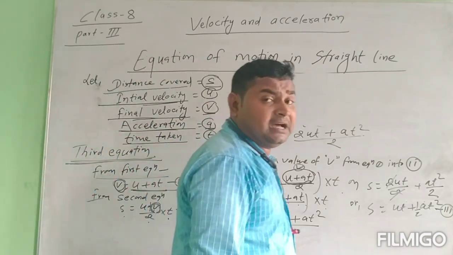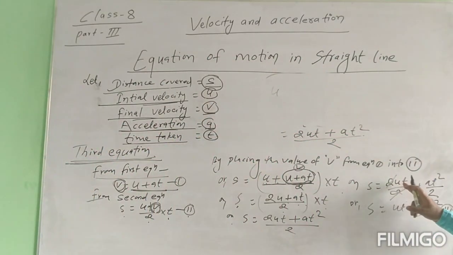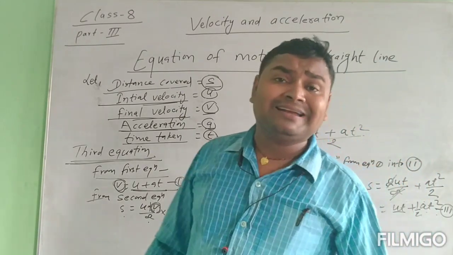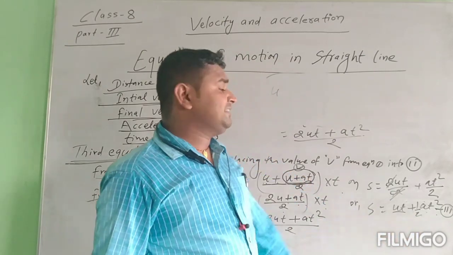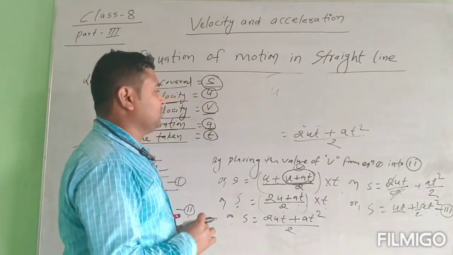Here we separate the terms: 2ut by 2 plus at square by 2. The 2s in the first term cancel, and the remaining is ut plus 1 by 2 at square. So our third equation is s equals ut plus half at square. This is our third equation.